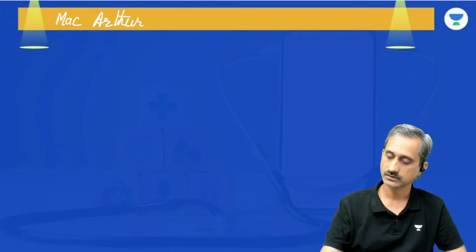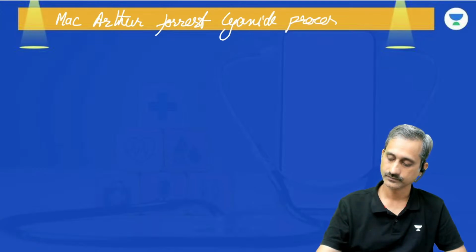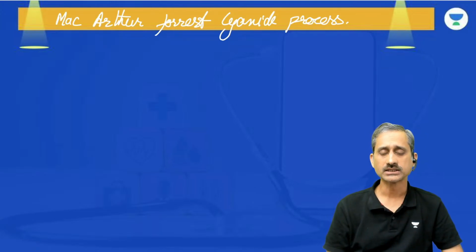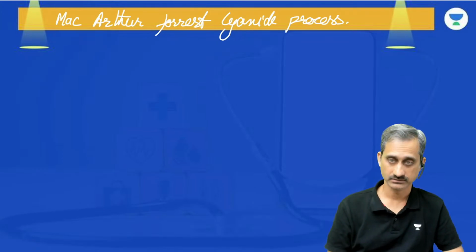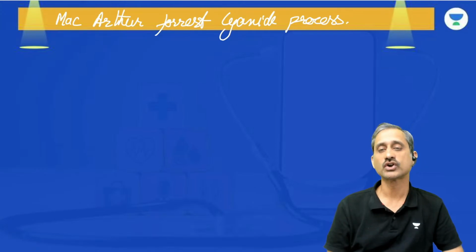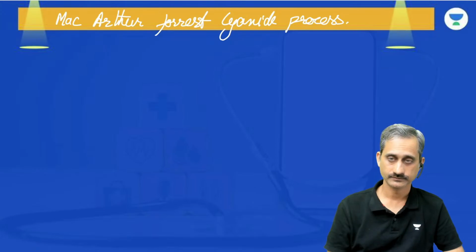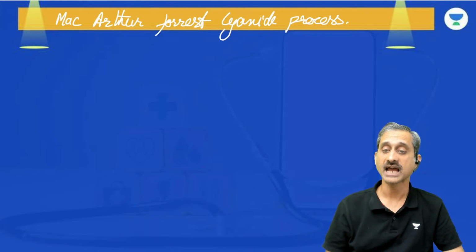MacArthur Forest Cyanide process. One thing you need to understand, what can be the biggest misfortune of a piece of land? The biggest misfortune of a piece of land is humans find gold there. If we find gold at some place, we are going to destroy that piece of land and make it absolutely unusable forever.